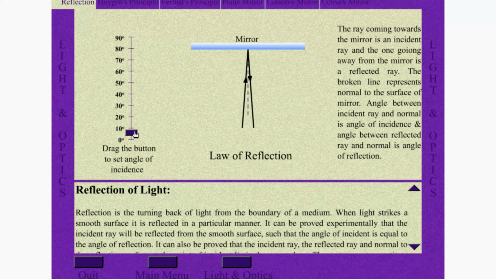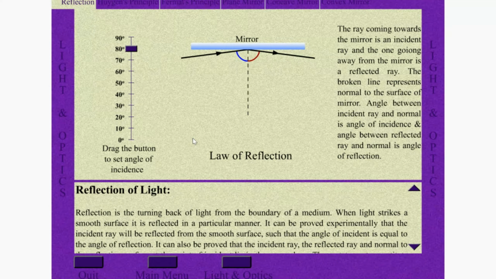Now we go to 10, so the angle between the incident light ray and the normal is 10, and the angle between the reflected light ray and the normal is 10 as well. Slightly changing, 20 and 20, 30 and 30, 40 and 40, 50 and 50, and 70 and 70, 80 and 80. As you notice, the increase in the angle of incidence comes with an increase in the angle of reflection that is constant.